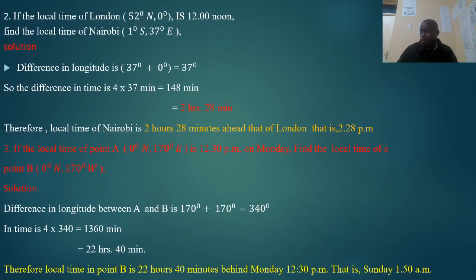Now, example number 2. If the local time of London, 52 degrees north, 0 degrees, which means it is at the Greenwich Meridian, is 12 noon, find the local time of Nairobi, 1 degree south and 37 degrees east. So it's very important to always sketch, like I said.